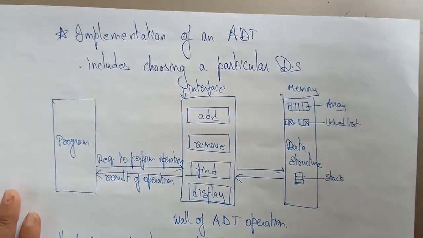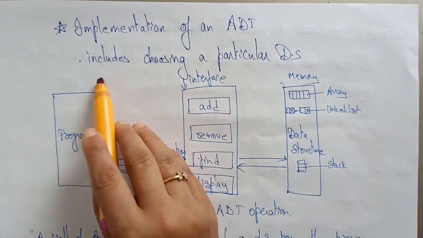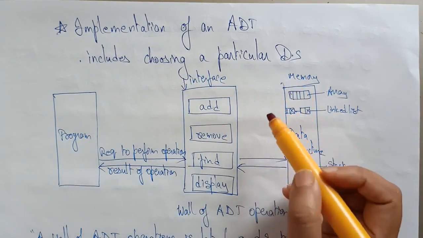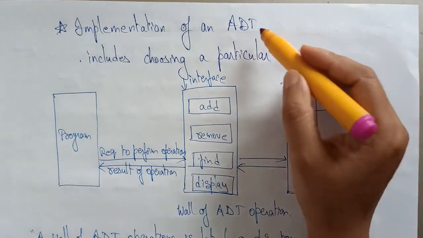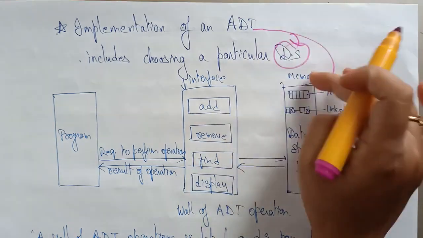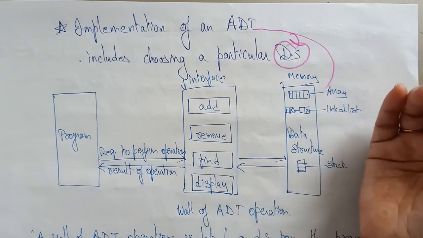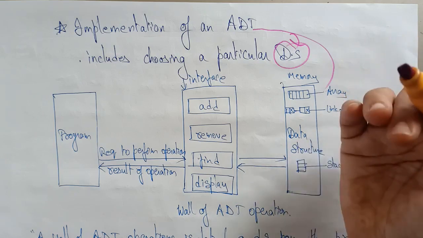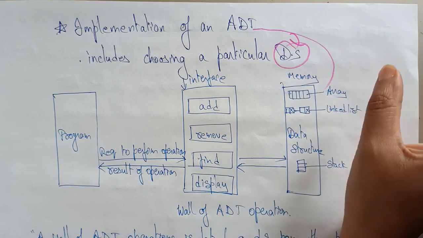So, implementation of abstract data type. It includes choosing a particular data structure. Actually, if an abstract data type wants to perform, it has to take some help from the data structures. You know the data structures: arrays, linked lists, stacks, queues, graphs, and trees. Everything was data structures. Okay.